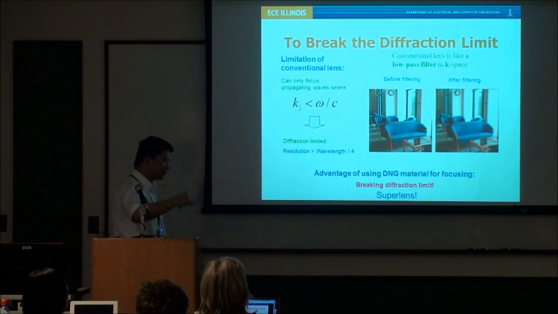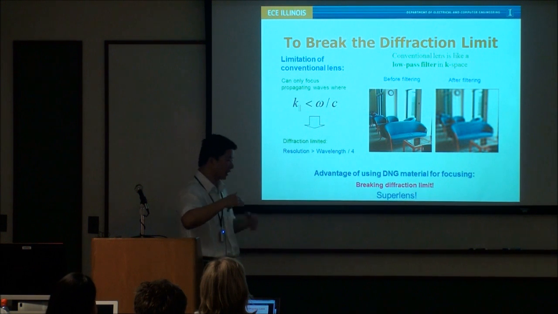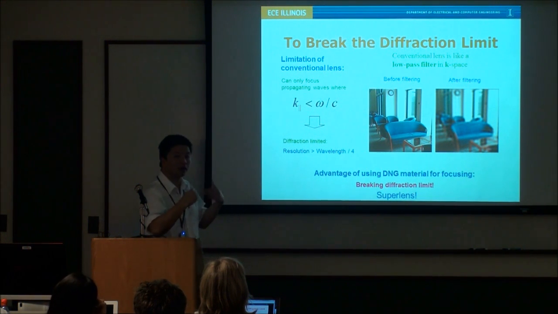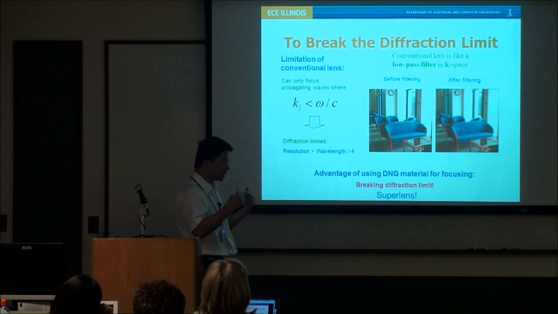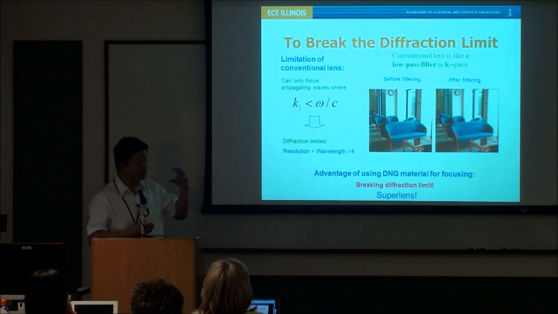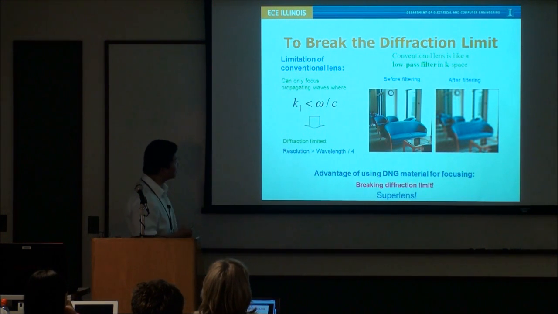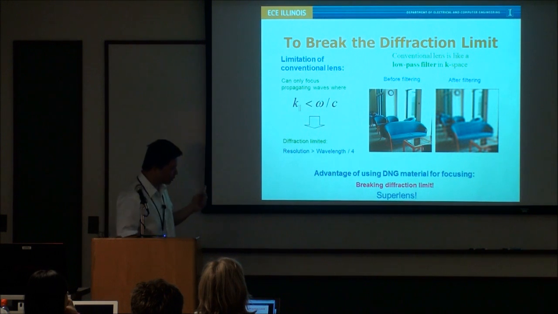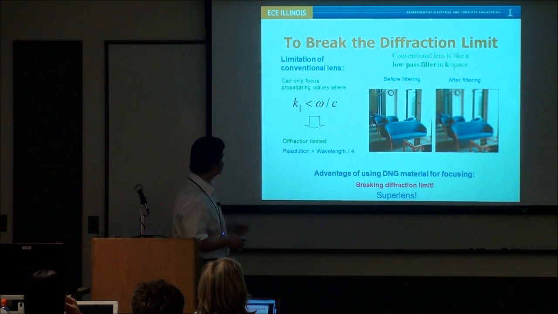If we can keep increasing that limit, then higher spatial frequency components can be acquired by the optical imaging systems. This is exactly why we want to use metamaterials to do that.